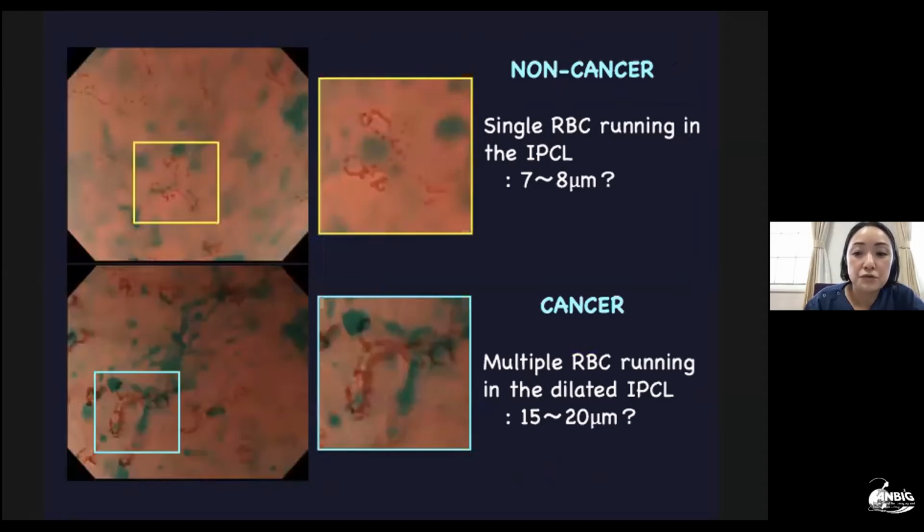If you look closer into each microvessel in the non-cancer area, the IPCL allows a single red blood cell to pass through. On the other hand, the IPCLs are large enough to allow multiple red blood cells to run in the cancer area, which indicates the size of each microvessel. We can analyze the size of the vessel with resected specimens or biopsy specimens, but in the living tissue, it is actually very interesting.